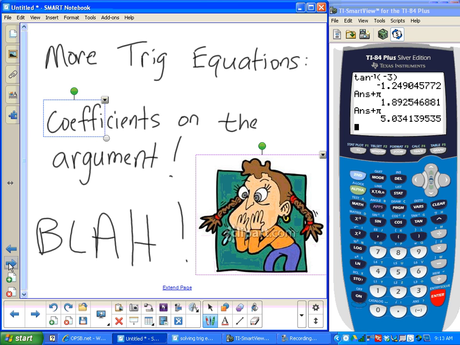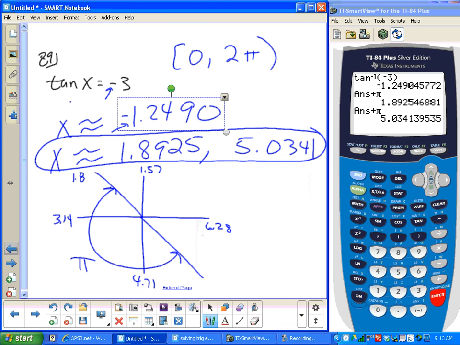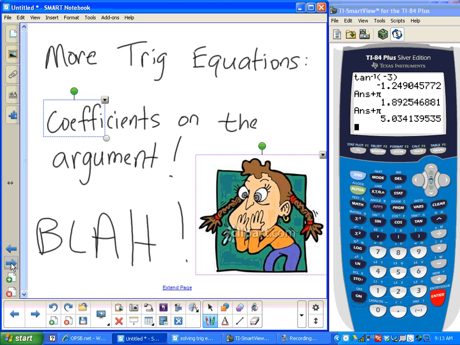Do y'all know what I mean by an argument? Like something in front right there, like tangent 2x or tangent 3x. Okay, a coefficient on the argument. You have a lot more solutions. Okay, which means you have to do a lot more work. It's not necessarily that much more difficult. All right, but these are my least favorite. My favorite ones come tomorrow. I like those ones more.